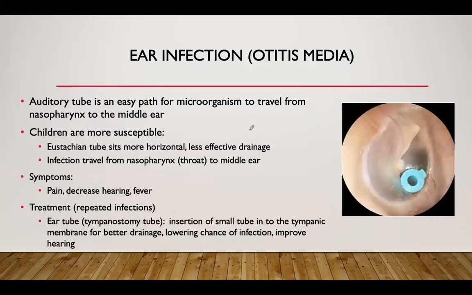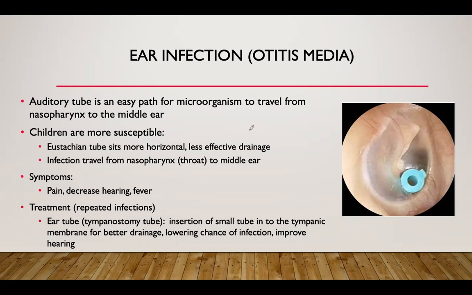Now, we're also going to talk about what we identify as ear infection, also known as otitis media. So what is that exactly? We know that there's fluid built up inside the middle ear, which normally gets drained by opening the pharyngeotympanic tube and basically releasing that built up fluid into the nasopharynx. If you compare children to adults in terms of the number of ear infections you may see, children are going to be more susceptible to ear infection compared to an adult.